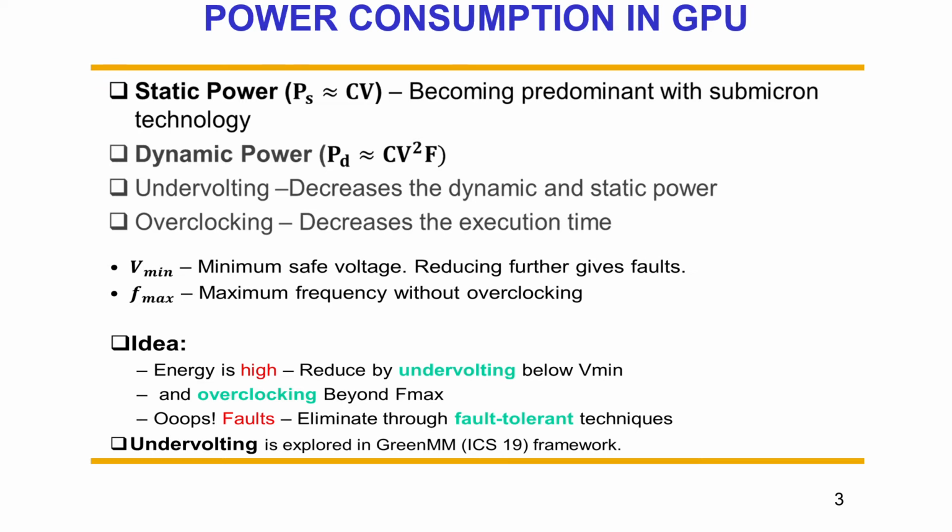Vmin and Fmax are the voltage and frequency at which programs run correctly, but if we go beyond these points, the system may experience faults. So we have to correct the potential faults with a low overhead FT technique. Even then, we show that we can save energy.